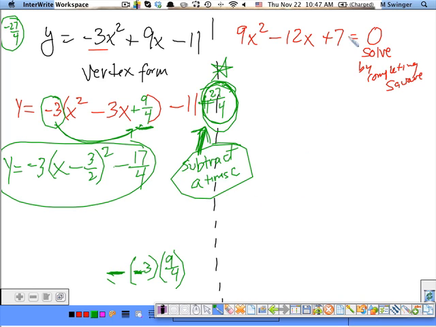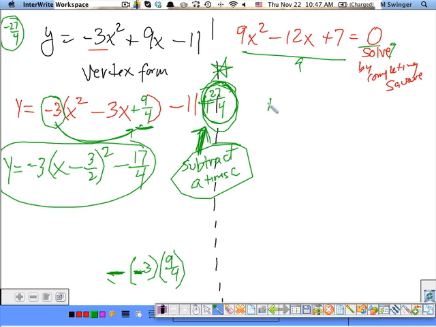Here we go. The second one. Solve by completing the square. We don't pull out a 9. We divide by 9. But what happens when you divide by 9? It's not nice numbers. I did that on purpose. Okay? So divide by 9. Divide by 9. Here we go.